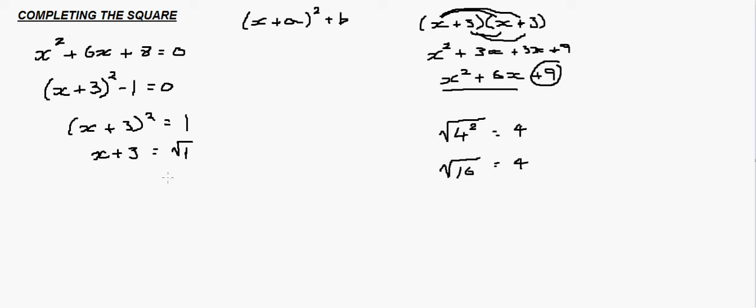Now what I need to do is move this number over because I want to know what x equals. So x equals the root of 1 minus 3, because remember the plus becomes a minus. Now at this point we will get two values because the root of 1 is 1, because 1 times 1 gives us 1. But remember, the root of any number is positive and negative.